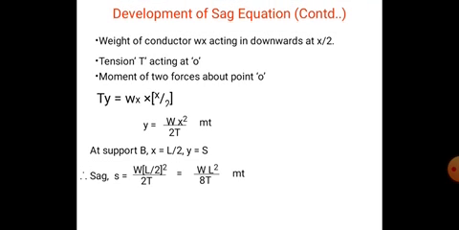Substitute these values in y is equal to Wx square by 2T. That is, sag S is equal to W into L by 2 whole square by 2T, which is equal to WL square by 4 by 2T, 4 into 2 is 8, so S is equal to WL square by 8T. Here W is the weight of the conductor, L is the span length, T is the tension acting at point O, and S is the sag.